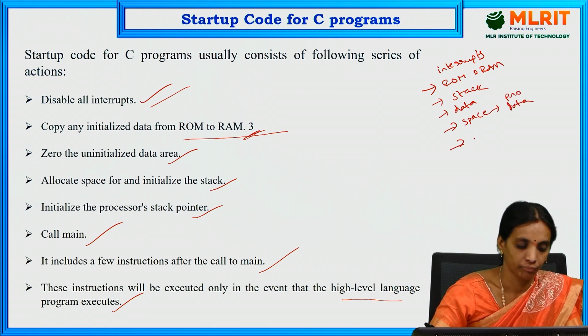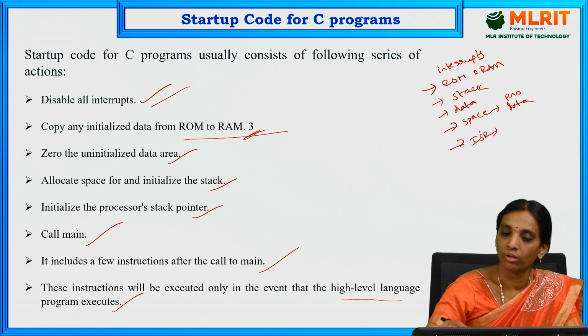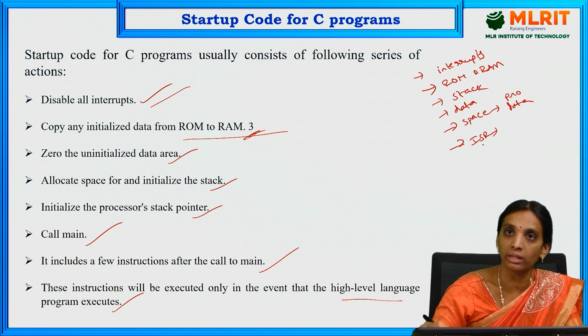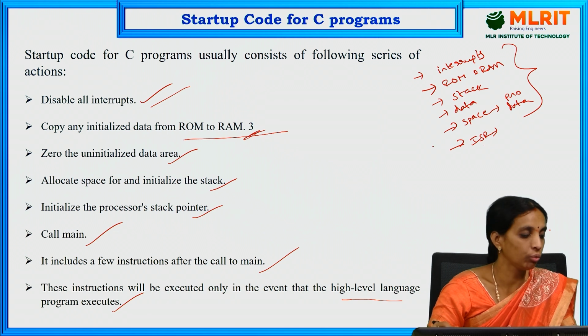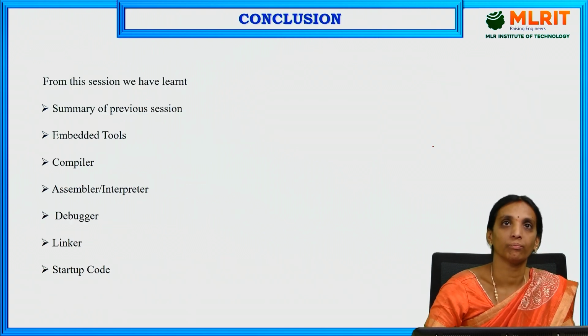and we need to allocate some memory for interrupts. So we disable all the interrupts, and for whatever interrupts occur in the main program, we allocate memory to them. These are all included in the startup code.